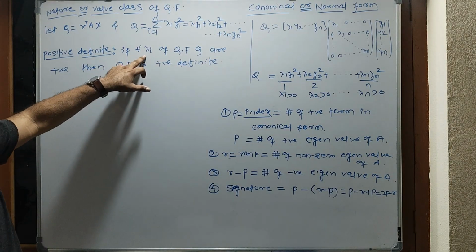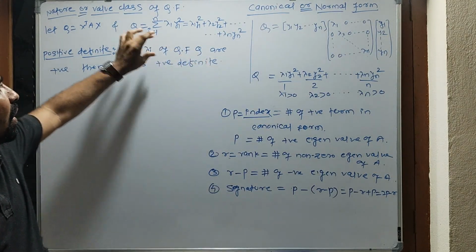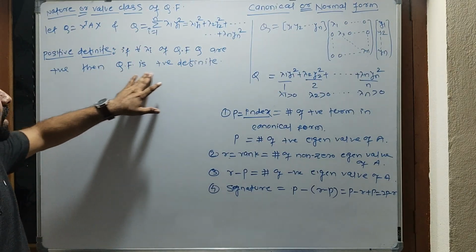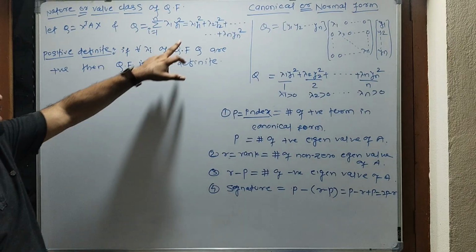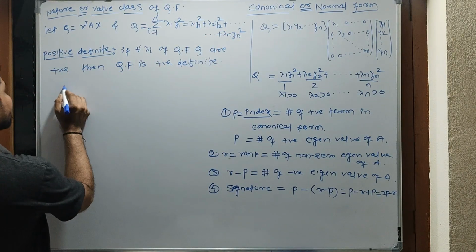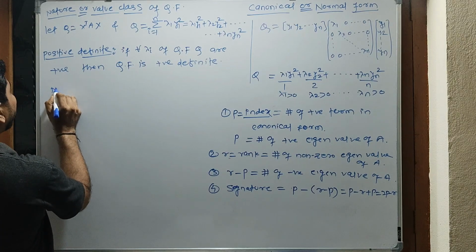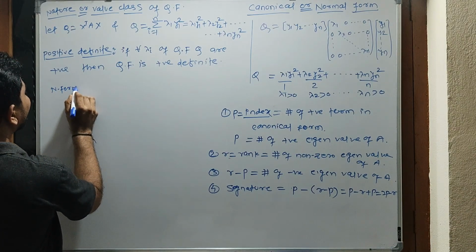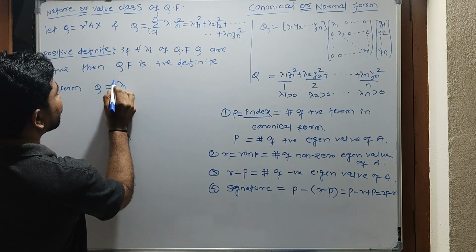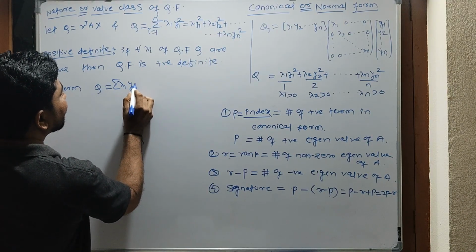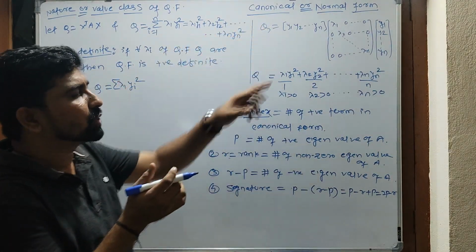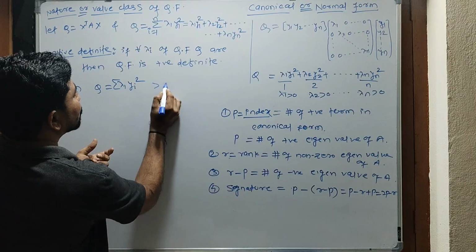Here I am saying lambda 1, lambda 2, lambda 3 up to lambda n, all the eigenvalues are positive, then the quadratic form is positive definite. So if lambda 1 is positive, lambda 2 is positive, and so on, lambda n is positive, then the normal form becomes Q equal to summation lambda i y i square. If all the terms are positive, then their summation is positive.